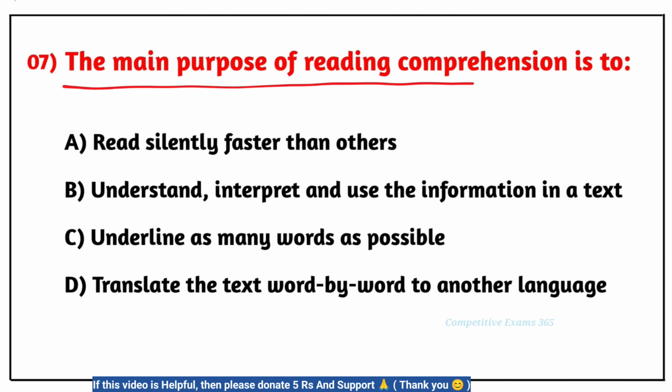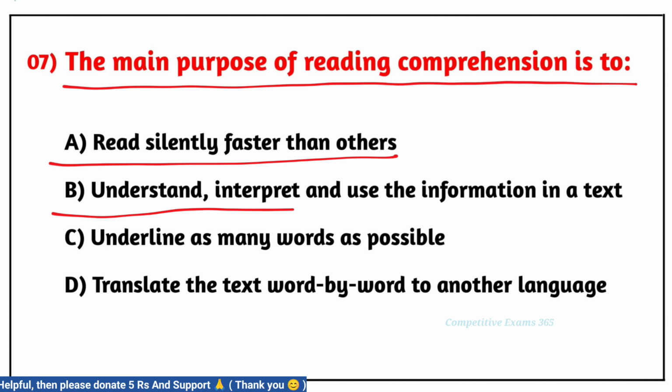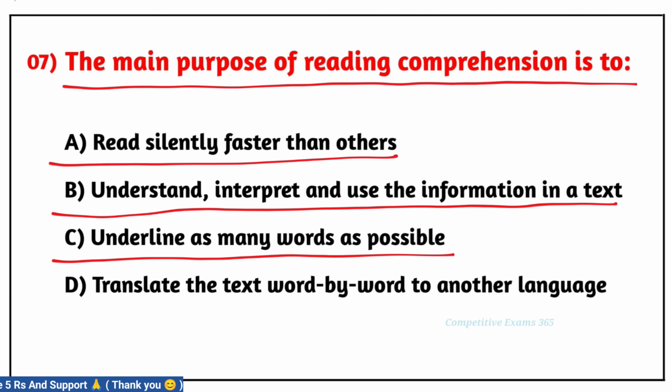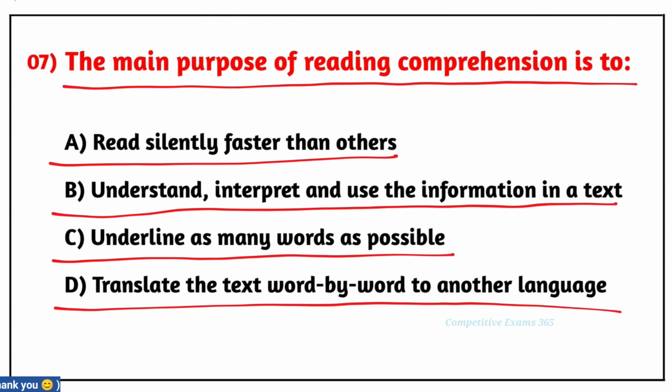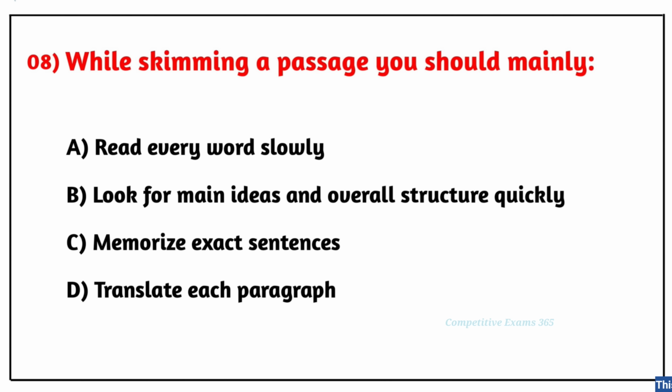Seventh question. The main purpose of reading comprehension is to. Option A, read silently faster than others. Option B, understand, interpret and use the information in a text. Option C, underline as many words as possible. Option D, translate the text word by word to another language. Option B, understand, interpret and use information in a text. It is the correct answer.